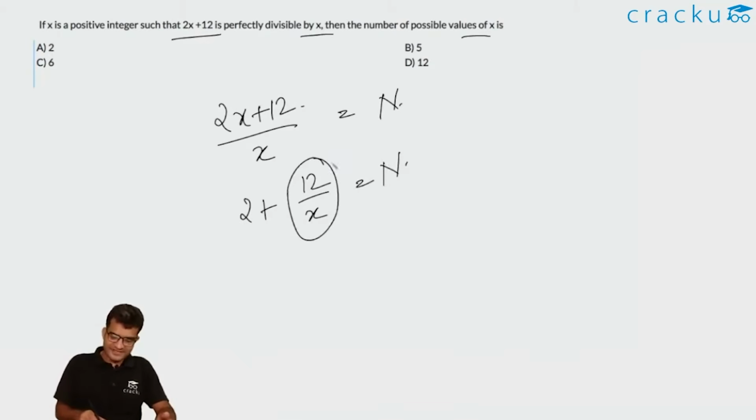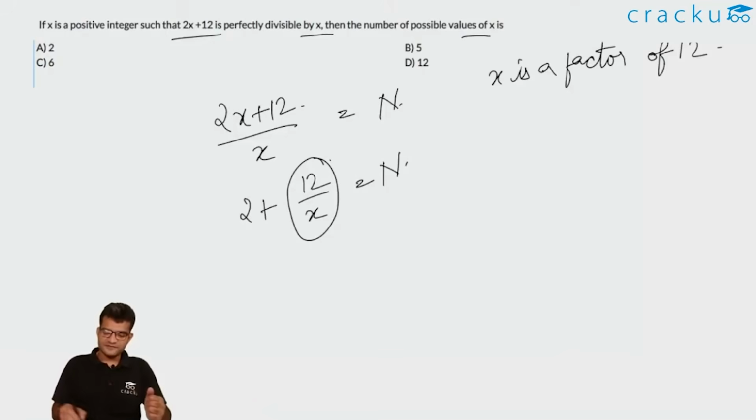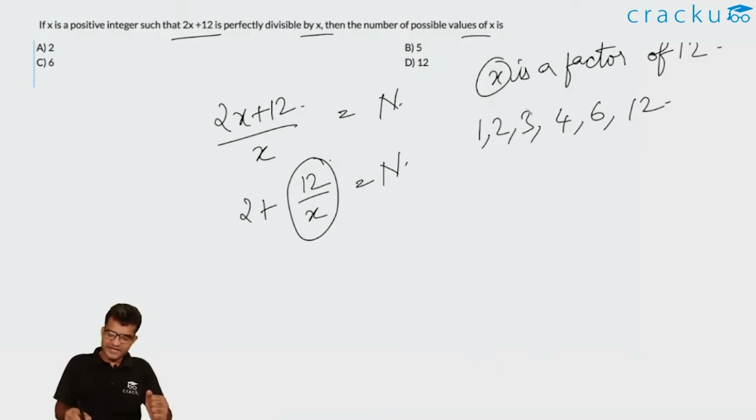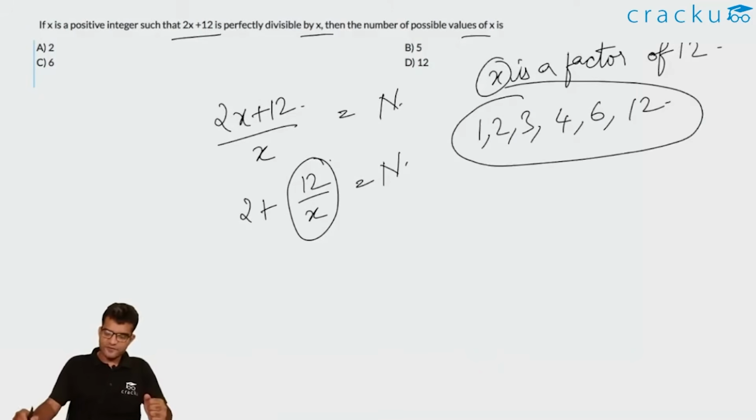So 12 by x itself is a positive integer, or x is a factor of 12. What are the factors of 12? The factors of 12 are 1, 2, 3, 4, 6 and 12. So x can be any one of 1, 2, 3, 4, 6 and 12. So the number of values that x can take is equal to 6, which is option C.